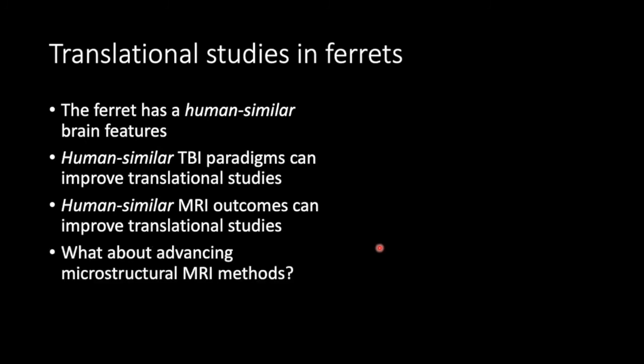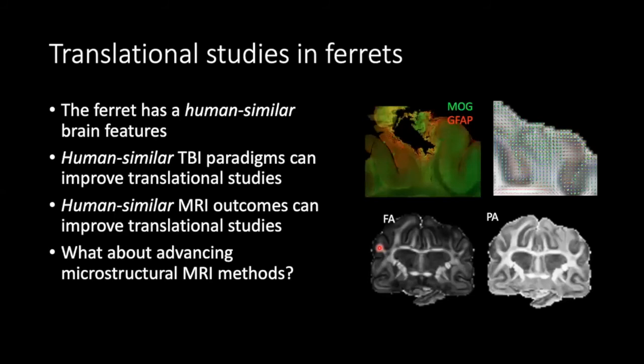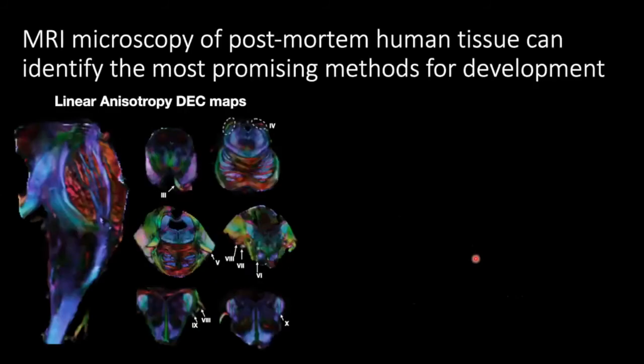So, what about those advanced microstructural MRI methods? I still think it would be really useful to decide which of these are the most promising to translate to the clinic. To do that, to say, are these outcomes that we're seeing in the ferret relevant for the human? And if so, should we then consider pushing that towards clinical implementation? I think post-mortem human tissue offers a lot of promise for being able to do that.